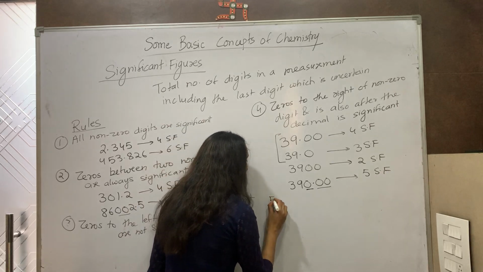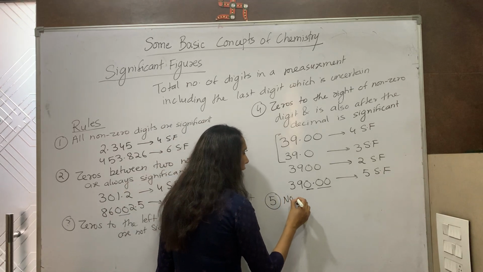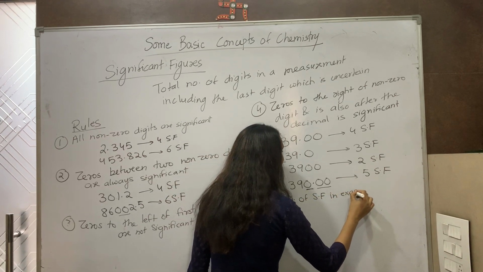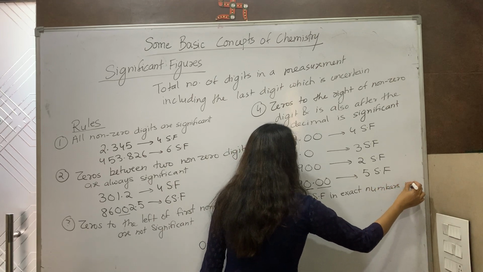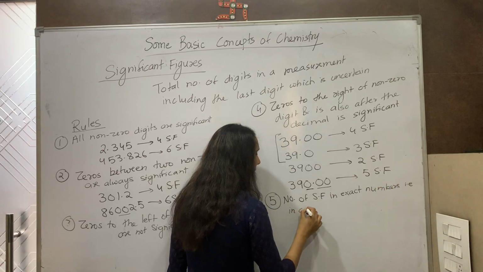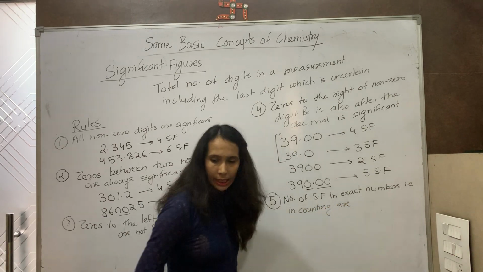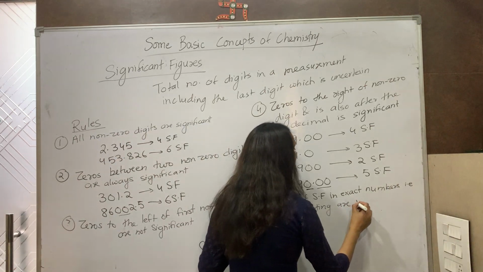We come to the 5th rule. Number of significant figures in exact numbers, that is in counting, are infinite.